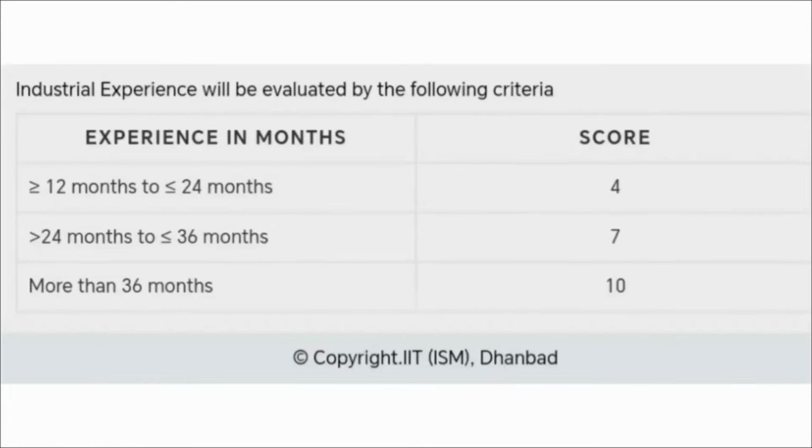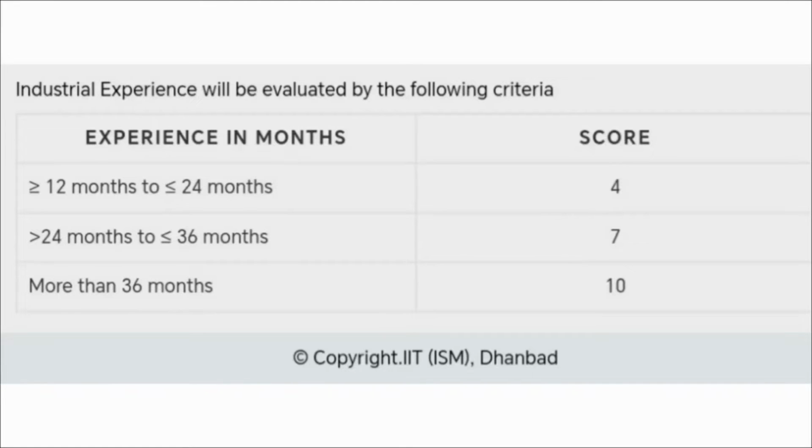Then for the overall score for work experience, if your work experience ranges between 12 to 24 months, or is equal to 12 months or 24 months, there are 4 points. If it ranges between 24 to 36 months, or is equal to 36 months, there are 7 points, and if it is more than 36 months, there are 10 points. So this is all about the admission process for the MBA program in IIT Dhanbad.